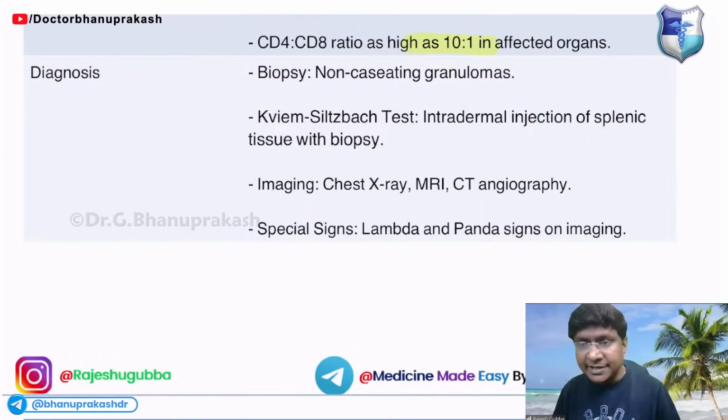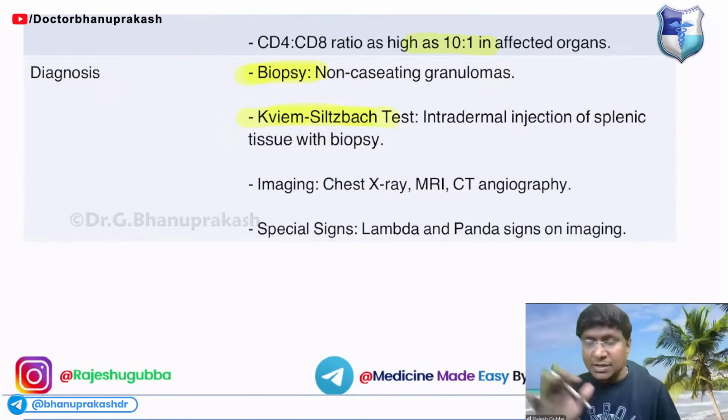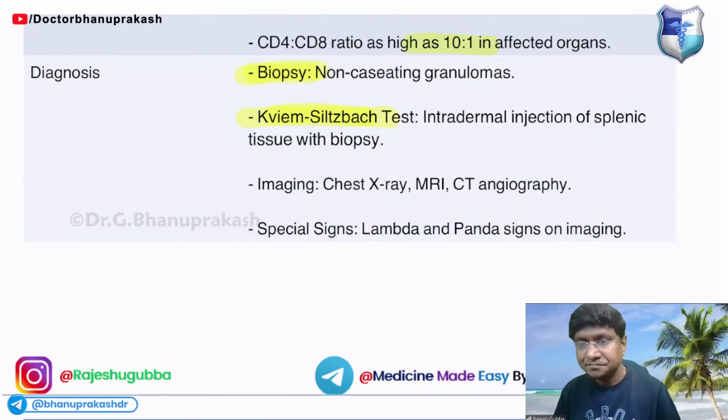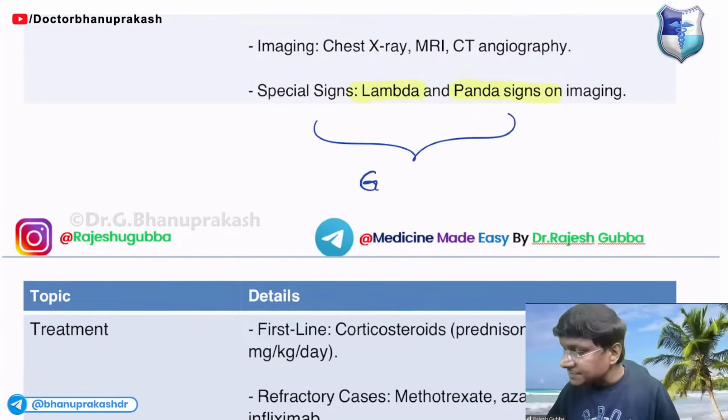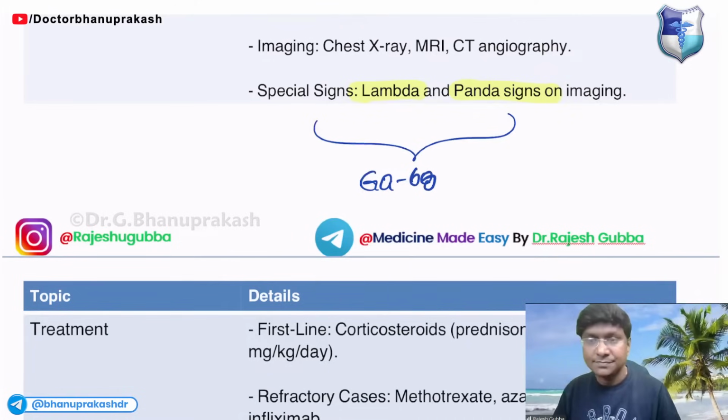What is the confirmatory diagnosis? Confirmation is by biopsy. Biopsy will show non-caseating granuloma. The Kveim-Siltzbach test we are not doing now; it was a good olden test, which was done in the olden days. What are the special signs? The lambda sign and the panda sign. The lambda sign and panda sign are seen on gallium-67 uptake studies, lambda as well as panda.